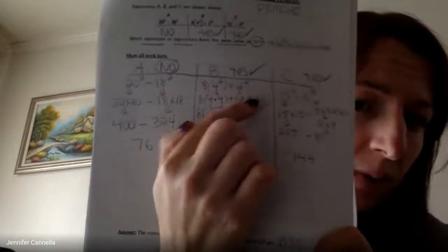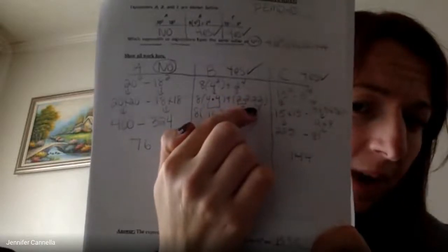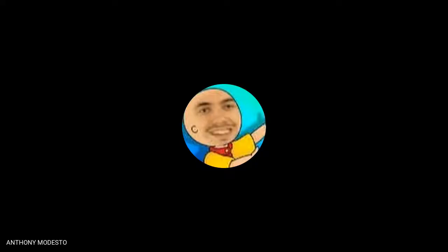4 squared, Anthony, means 4 times 4, which is 16. 2 to the 4th power means I take 4, which is the exponent, and I multiply the base 4 times. 2 times 2 times 2 times 2. So 2 times 2 is 4, and 2 times 2 is 4, right? So 4 times 4 gives me 16. You follow that? So now 8 times 16 is 128, plus 16 is 144.